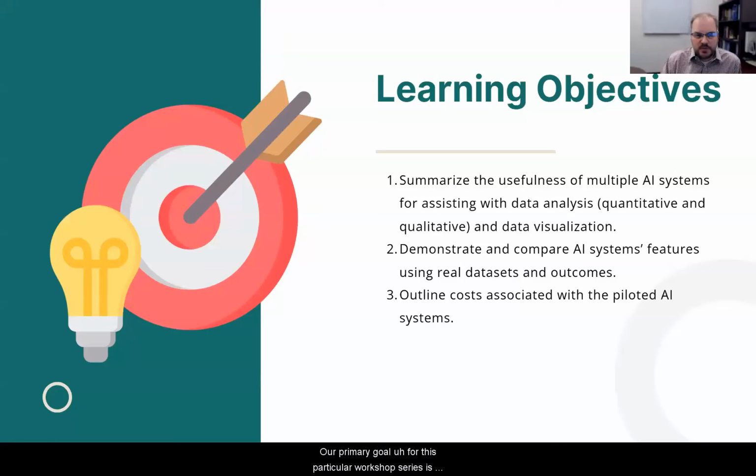Our primary goal for this particular workshop series is to provide you with an overview of currently available AI tools and features as they relate to the research process. We want to give you a mile-high view of what these systems entail, which systems currently exist, and their current capabilities. We'll also talk about cost, and help you figure out which of these systems could be worth your time to explore further.